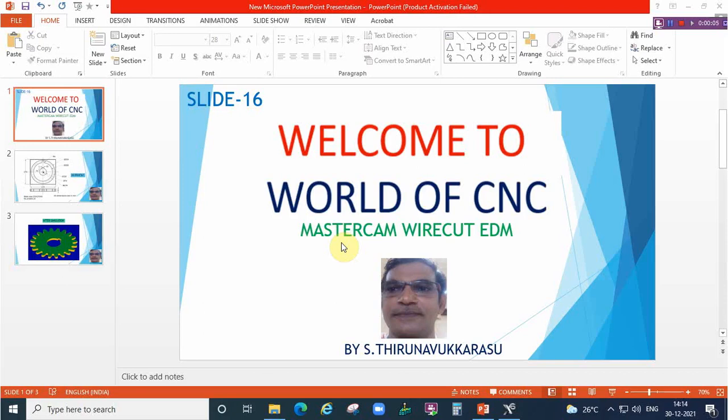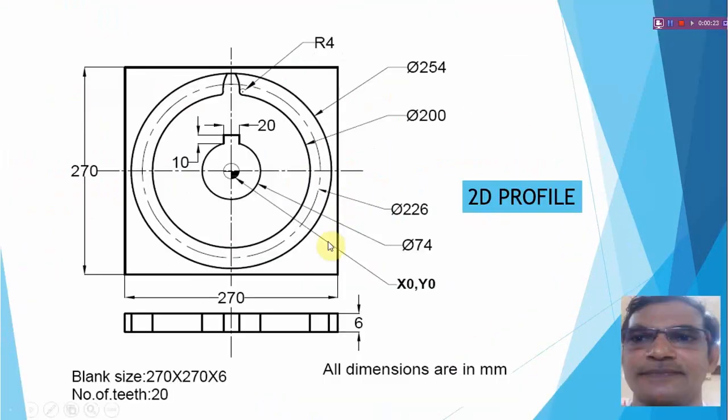This is slide number 16. In this we will discuss the wire cut EDM process by using Mastercam software. And this is the given profile. In this we have a rectangle of size 270 by 270 mm, and then we have 4 circles.